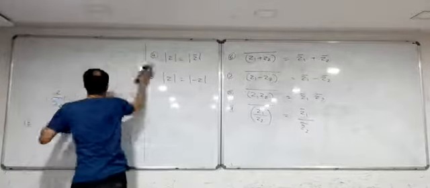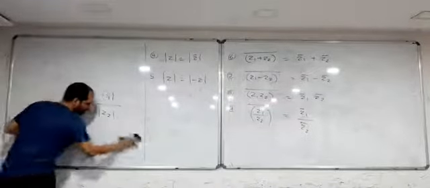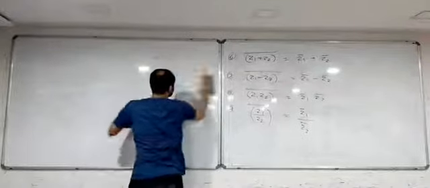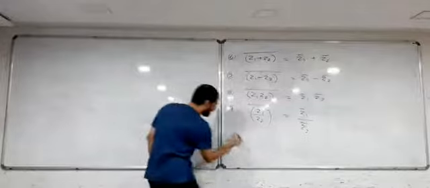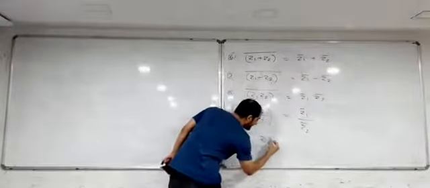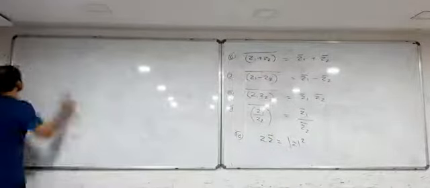I will write these properties again when I apply them, so it will be very clear to you. I will not apply them directly. And yes, one more very important property involving z bar and mod z: z into z bar is mod z whole square. Okay.